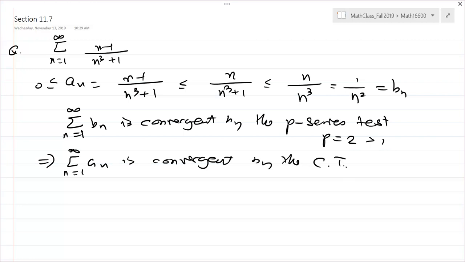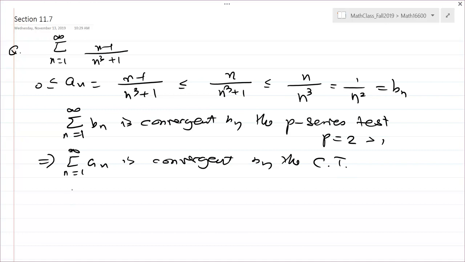Now, you can use the limit comparison test if you don't want to do some estimate. Sometimes you make mistakes because when you estimate, you try to get the upper bound, and if the bound does not hold, then your argument is wrong. So it's not easy to get the upper bound in some cases. For example, if I change n to n plus one, n minus one to the n plus one, then it's difficult.